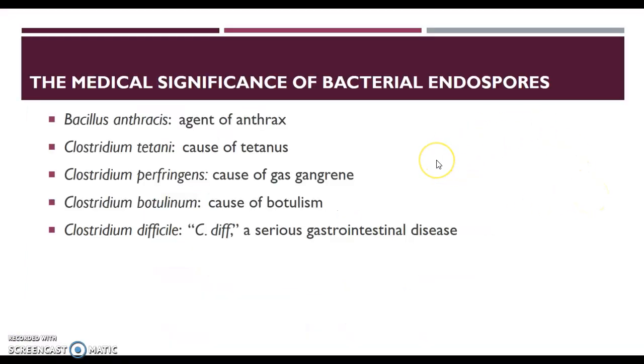Okay. There are a number of medically significant bacteria that produce spores. Bacillus anthracis is the agent of anthrax. It is spore forming. All of the Clostridium organisms, tetani, perfringens, botulinum, and difficile produce spores, and they cause some pretty nasty diseases.